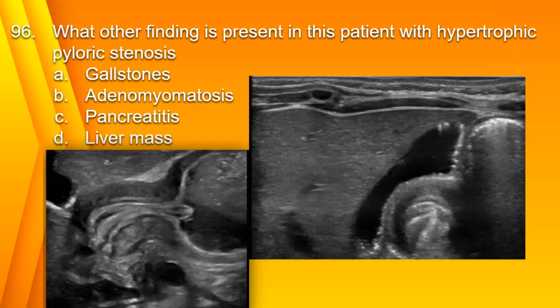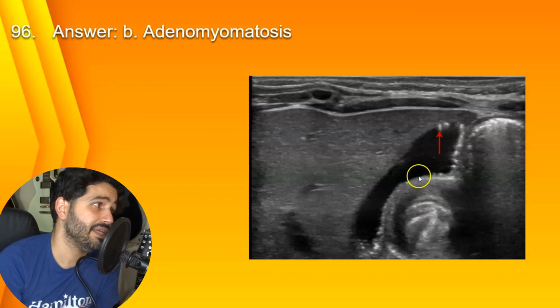All right. Number 96. What other finding is present in this patient with hypertrophic pyloric stenosis? So over here you've got a very obvious pyloric stenosis, thickened wall, very long, some fluid in the stomach antrum. All right, so on the same patient, here you see a piece of the pylorus right here. You have the gallbladder. So what findings do you see in this image? A, gallstones. B, adenomyomatosis. C, pancreatitis. Or D, liver mass. The answer is B, adenomyomatosis.